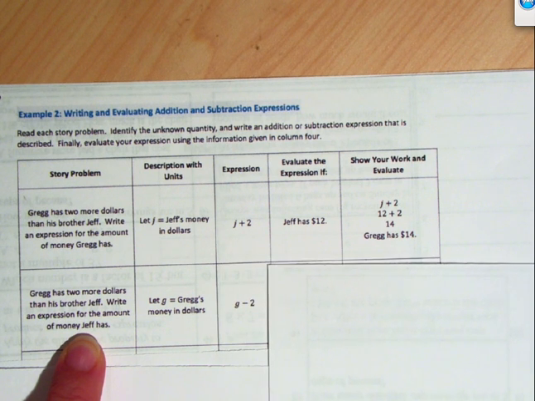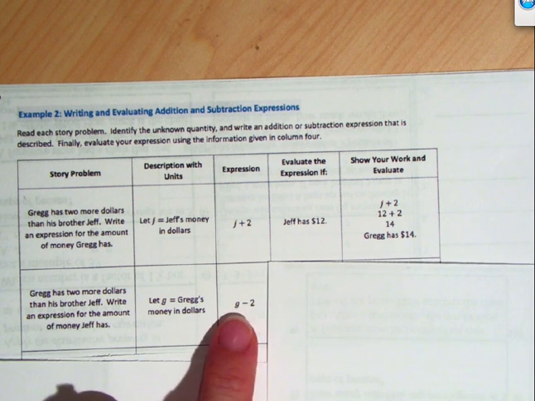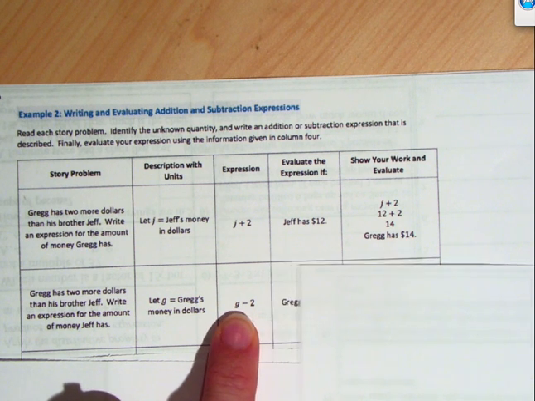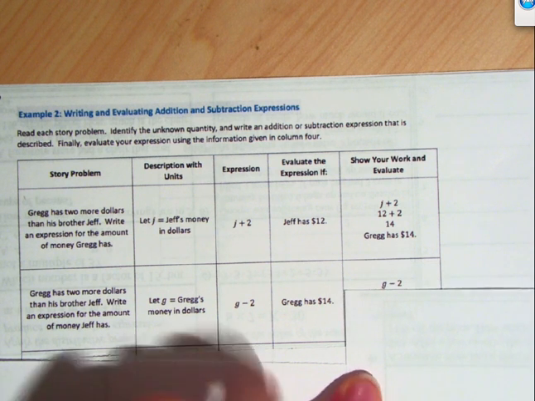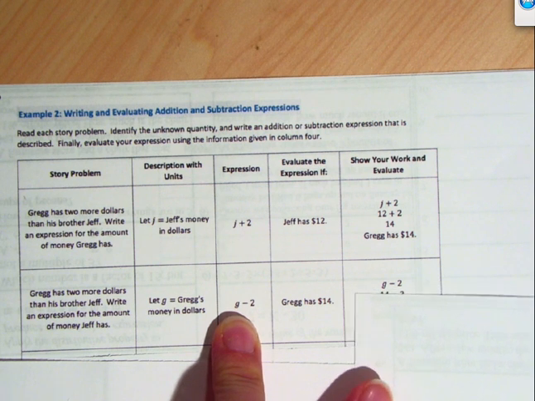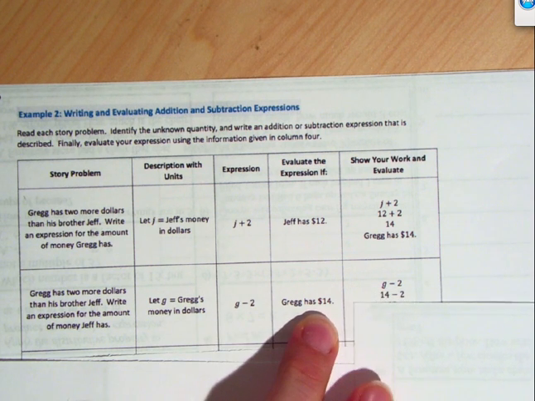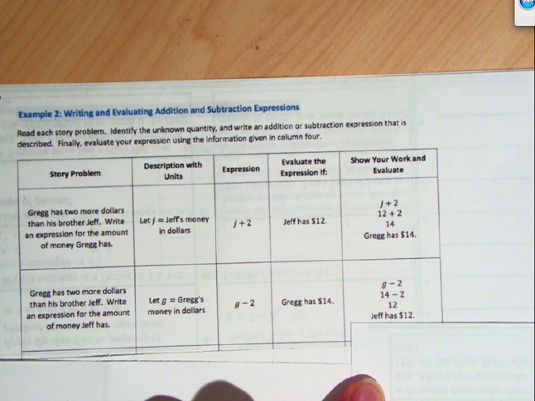Jeff has $2 less than Greg. So Greg is more. Let's say Greg has $14. Well, we know the answer, but let's see how they solved it. They took Greg minus 2, plugged in 14 for Greg. 14 minus 2 is 12, so Jeff has $12.